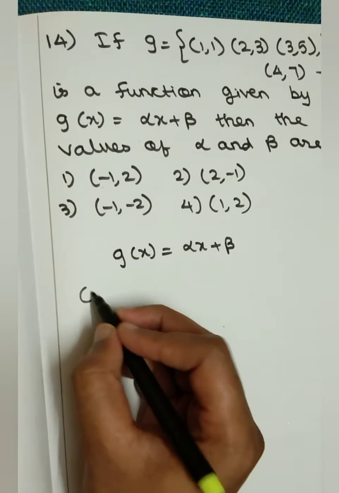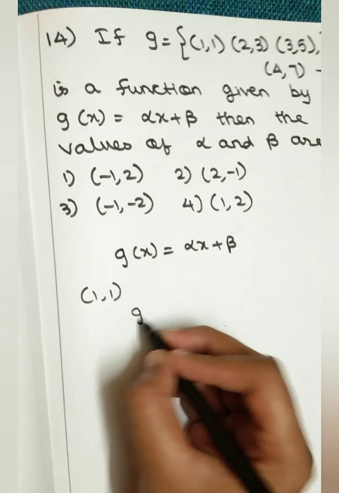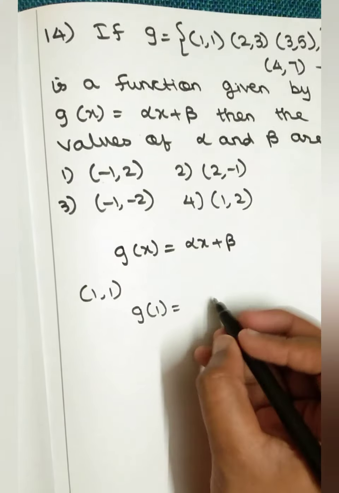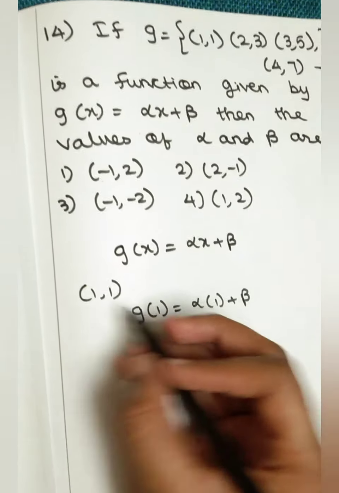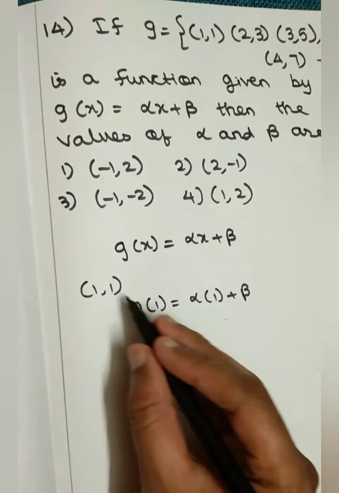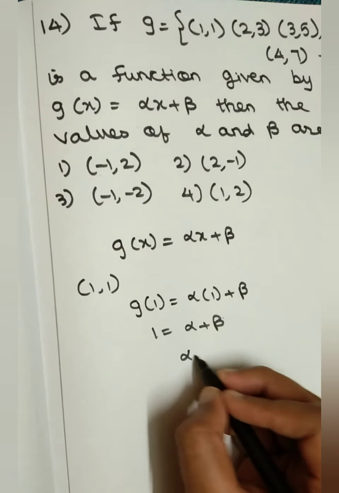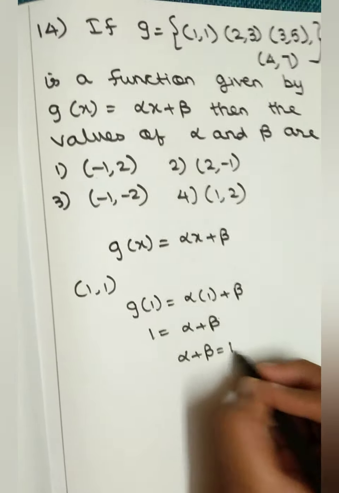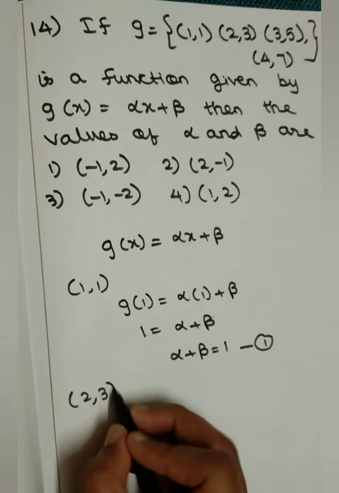I am going to take this 1 comma 1. Instead of x I am going to replace 1: alpha into 1 plus beta, my g of 1. This is 1 and this is g of 1. My g of 1 is 1, so 1 is equal to alpha plus beta. So alpha plus beta is equal to 1. This is the first equation.